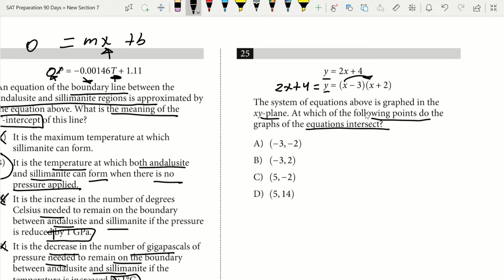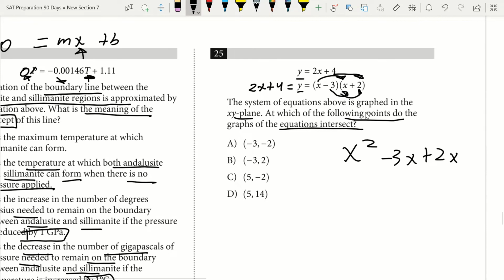At this point, I'm going to go ahead and multiply this out, right? So I'm going to do the FOIL method. We're going to have x times x, which gives us x squared. Negative 3 times x gives us minus 3x. Then we have a 2 times an x, which gives us plus 2x. Then we have a 2 times a negative 3, which gives us minus 6. We know that that's all equal to 2x plus 4.